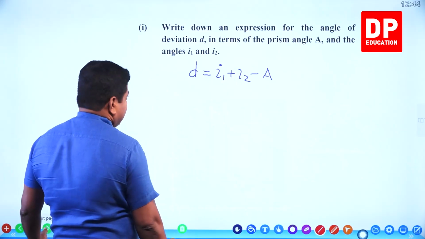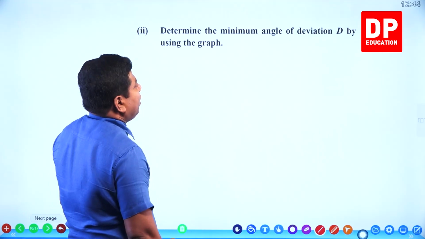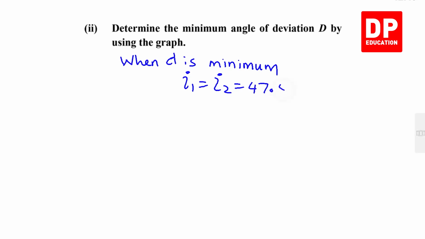Let's go to the calculation. We can say, determine the minimum angle of deviation. When D is minimum, I1 and I2 have to be equal. In this case, we have got it to be 47.5 degrees. If you want, you can write that as 47 degrees 30 minutes.